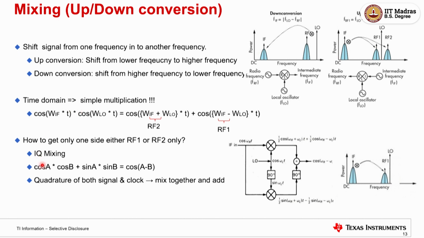Simple thing is, how do you get it? You take this equation. Instead of doing cos A into cos B, you got both. But let's say I'm somehow able to do sin A and sin B also. Cos A into cos B plus sin A into sin B is actually only one, cos(A minus B). So what do you need? You need one more.